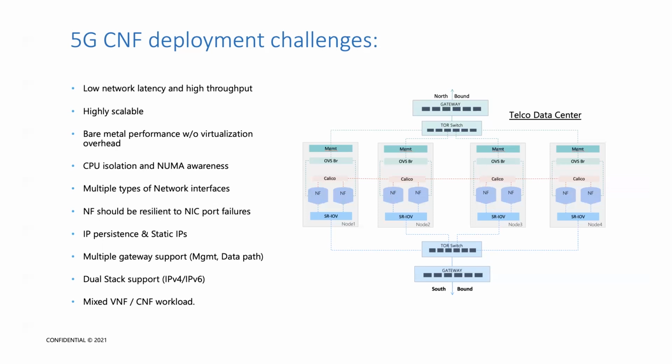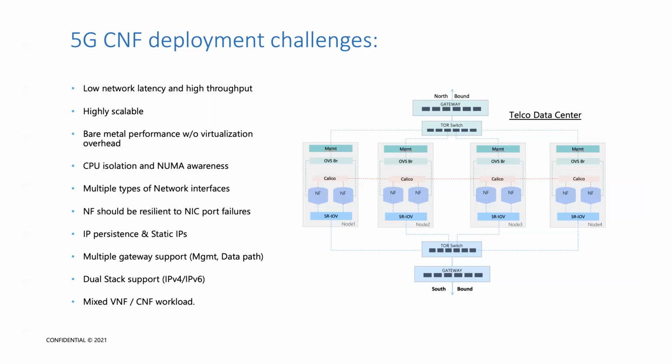And then all of these 5G network functions typically require multiple network interfaces, and they should also be redundant to port failure. So there should be NIC bonding, and also the IP addresses assigned to these network functions should be persistent. Sometimes you need a static IP address for the application in order for other network functions or other elements in the network to communicate with them.